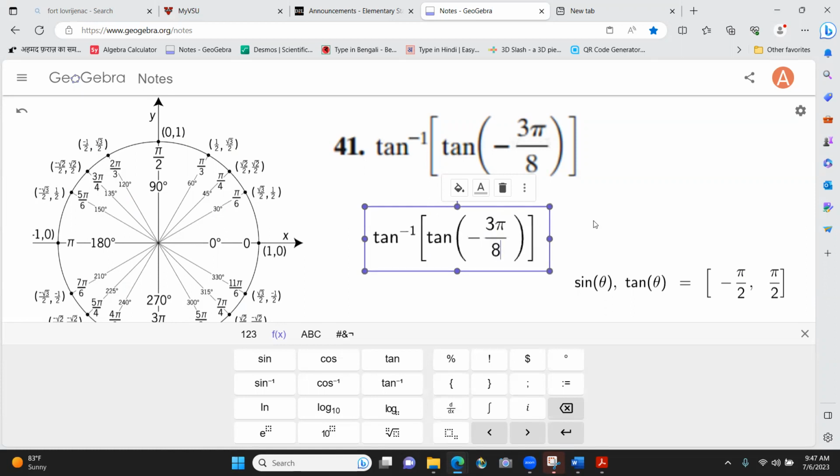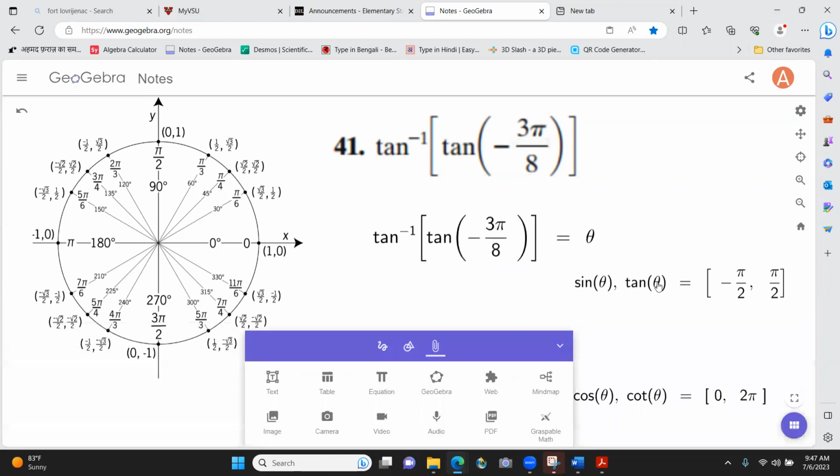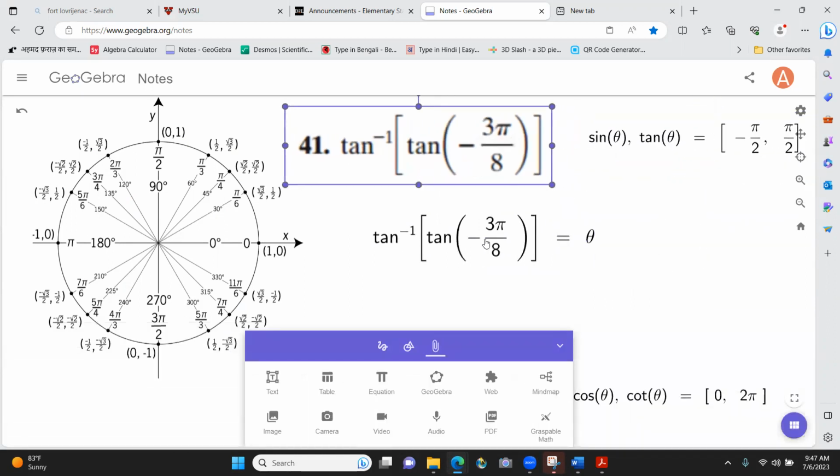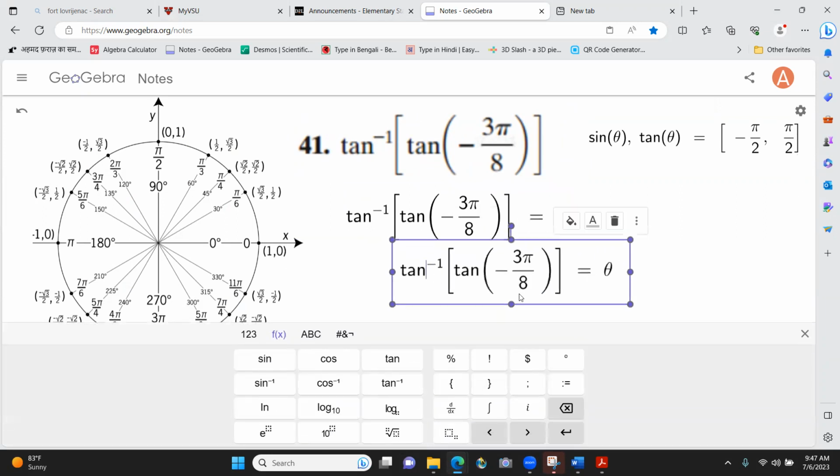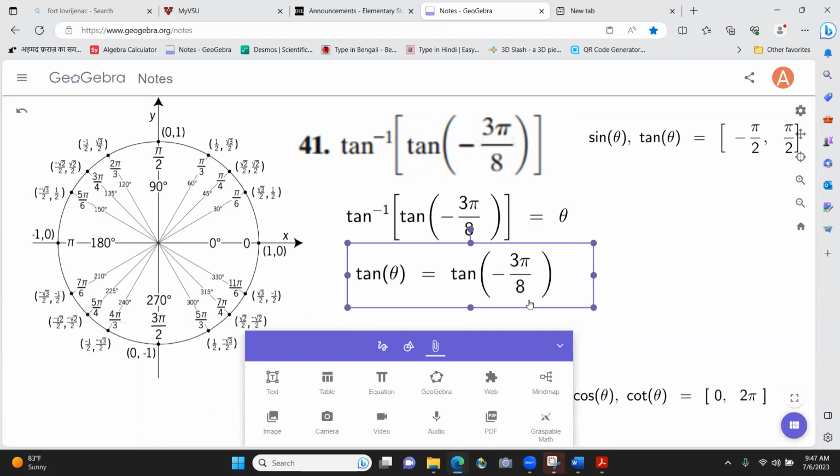Again, 3 pi over 2 may not be on the unit circle. It really doesn't matter, you're going to see in a second. I'm going to say it's theta. I'm going to put this here because that's where my answer should be, right? By the definition of inverse function, I can rewrite this as this. Now, of course, tan of theta is the same as tan of this number, whatever this may be, 3/8.